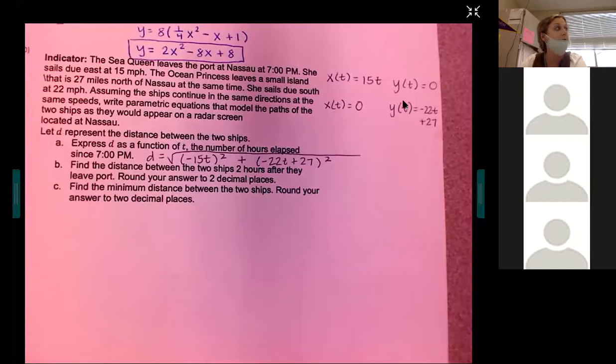There's your distance. Do you need to do anything to it? No, I said express it as a function d of t. I did not say put it in standard form. Some of y'all doing extra work. Y'all okay with that part?